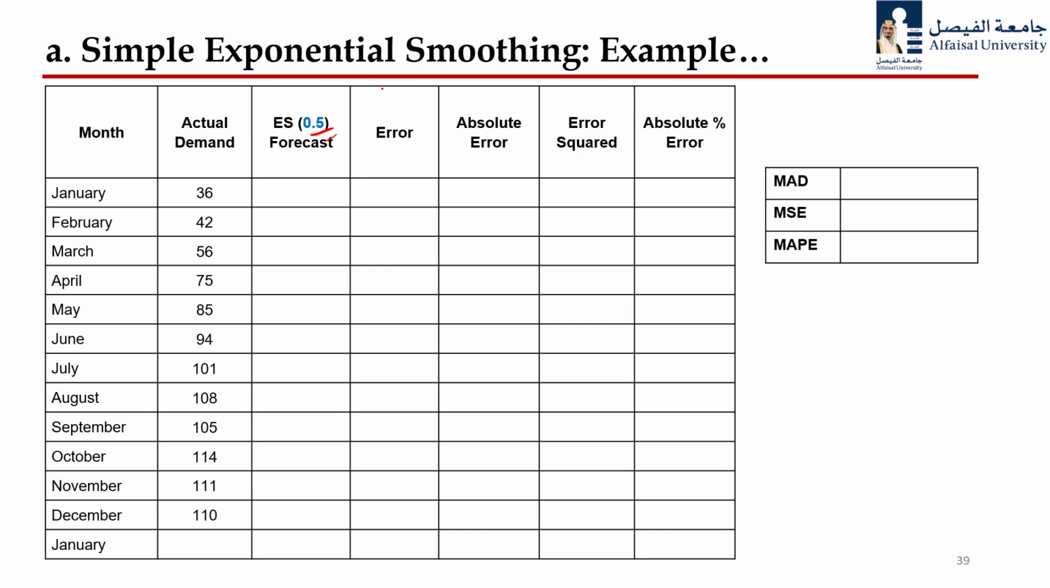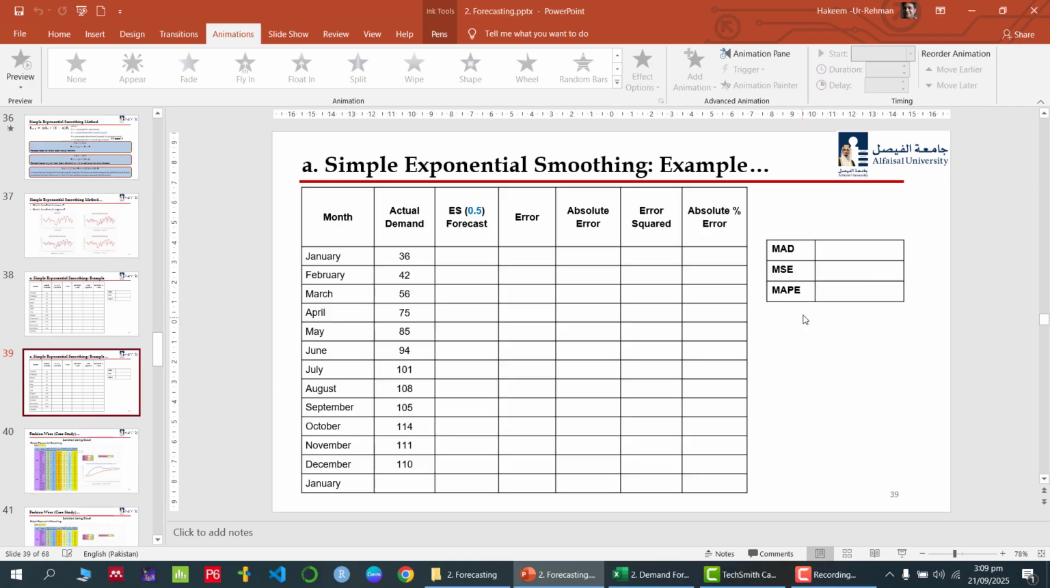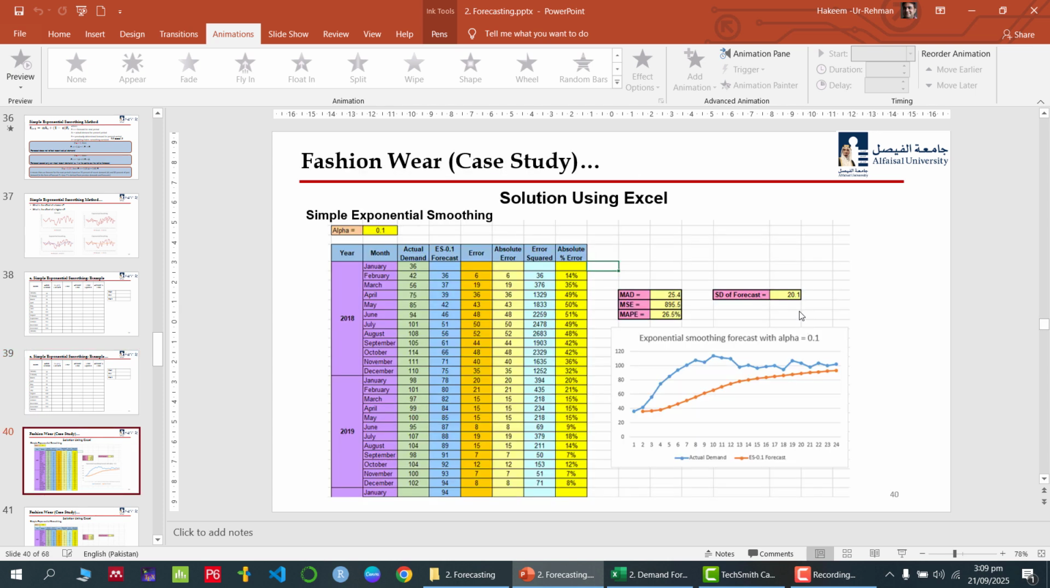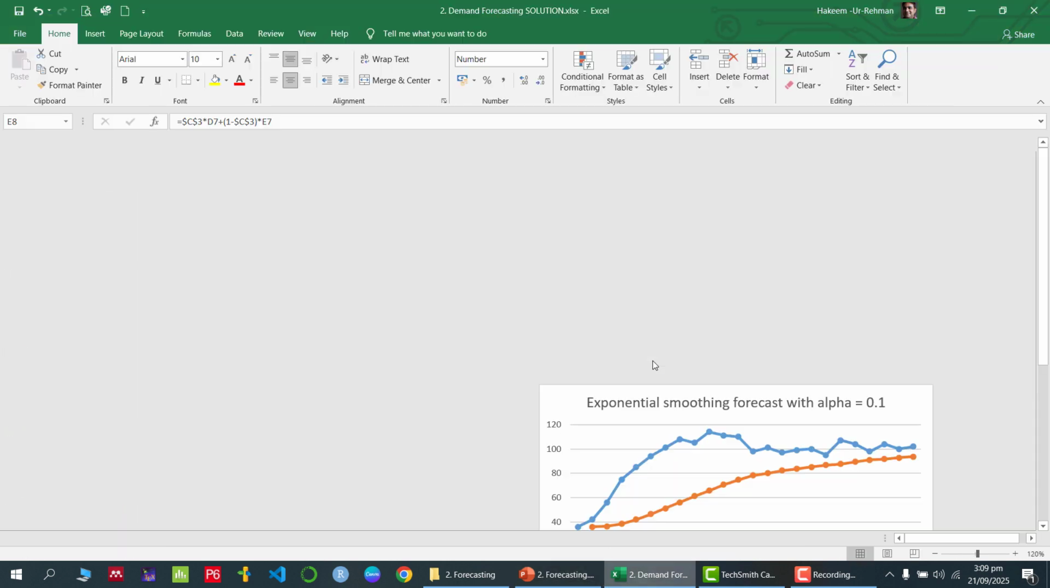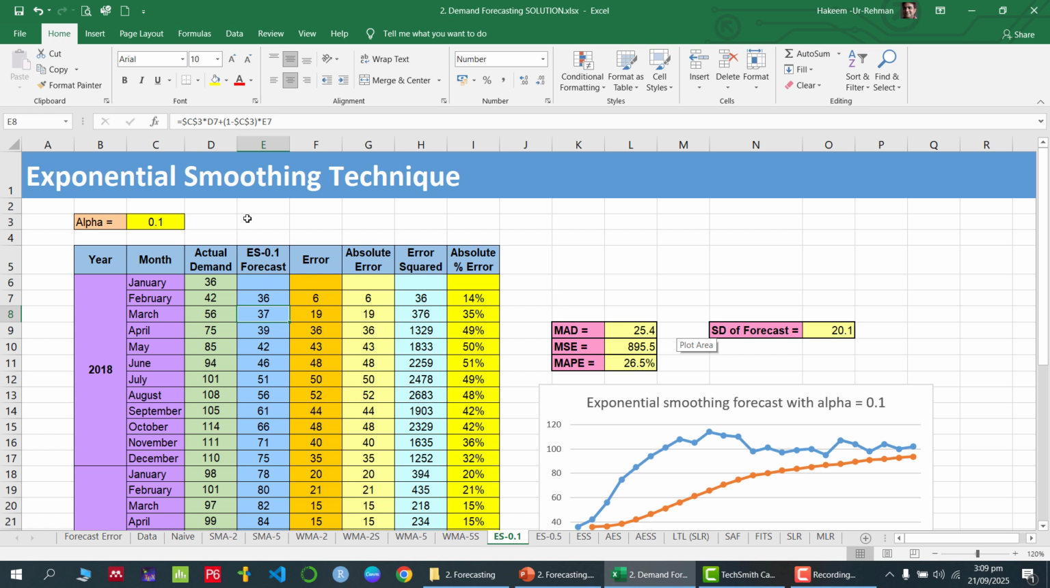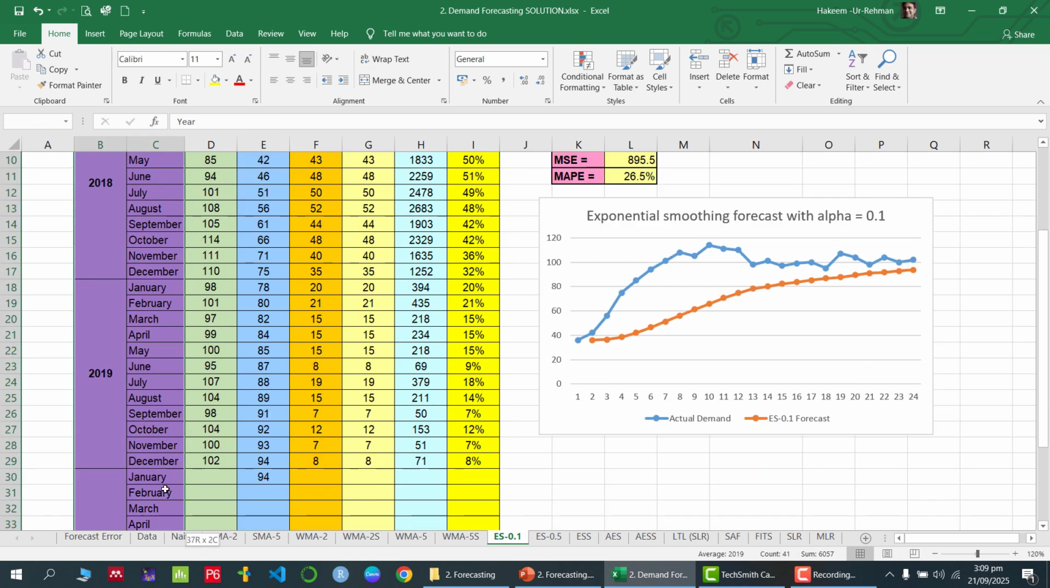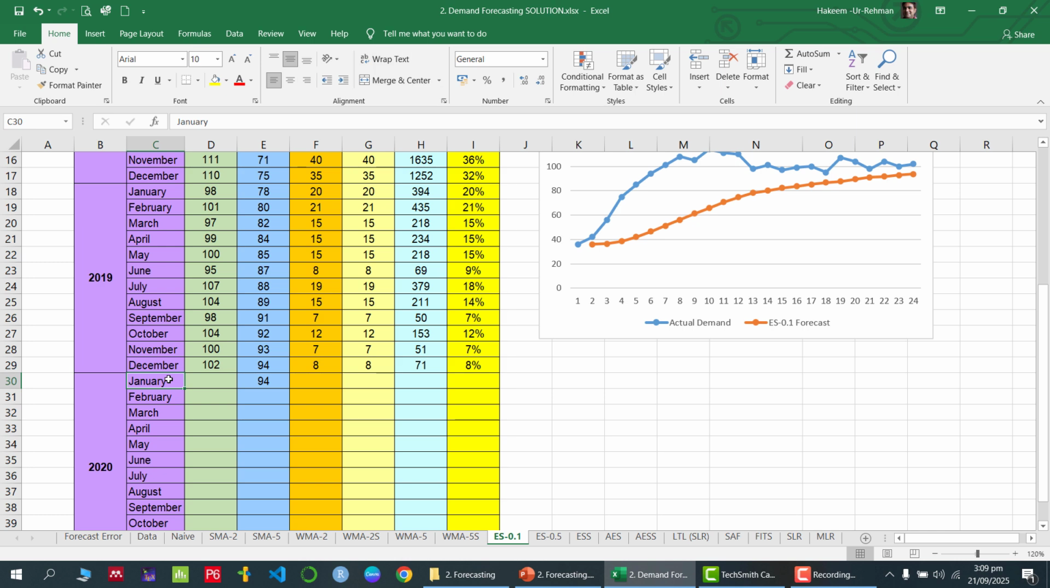I am going to use Excel, with the same case study which we were discussing from when we started the forecasting lectures. So here we have the data set, which is 2 years of data, 2018 as well as 2019, and we are going to predict January 2020.